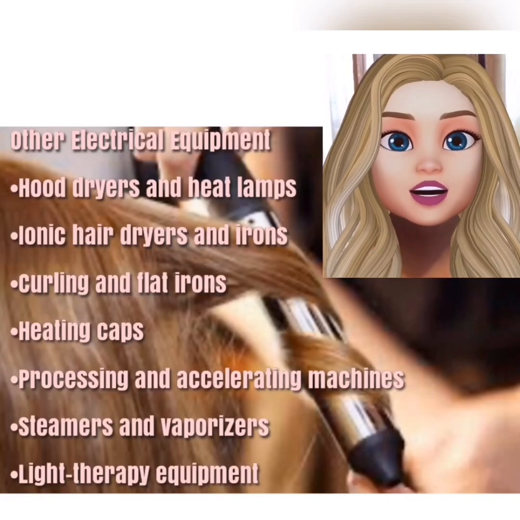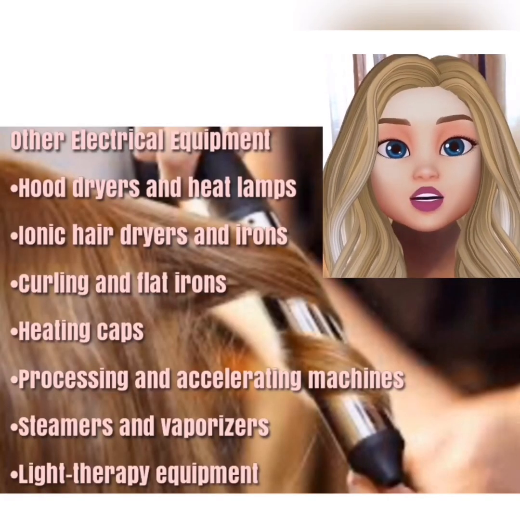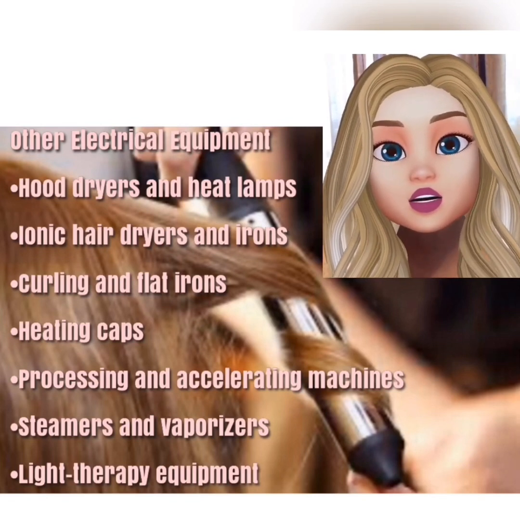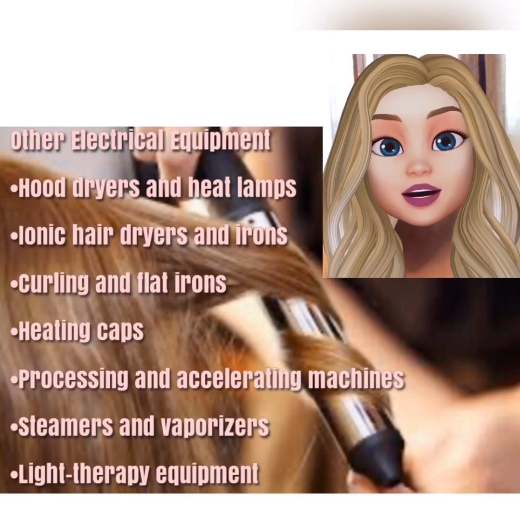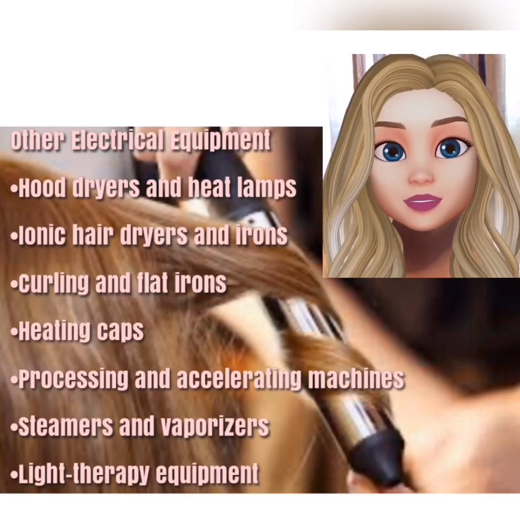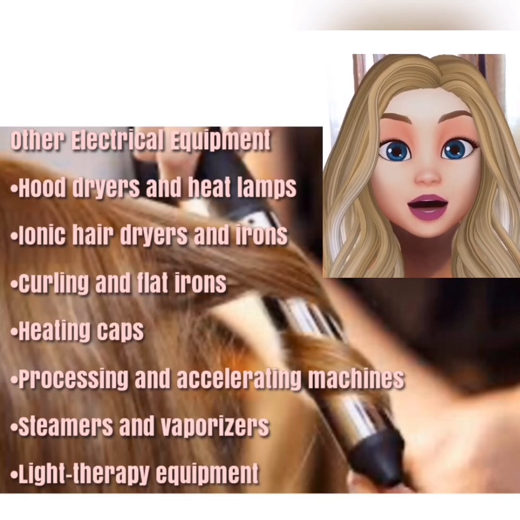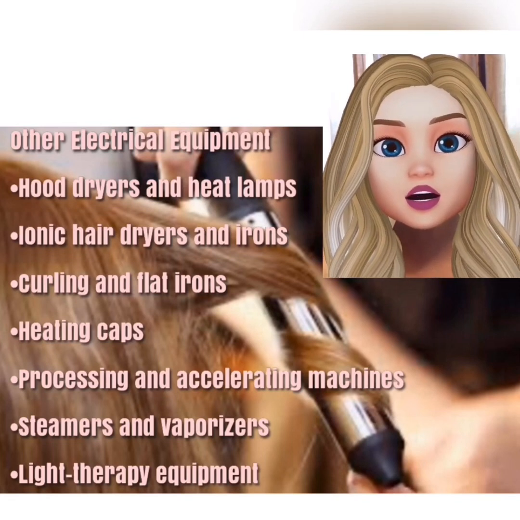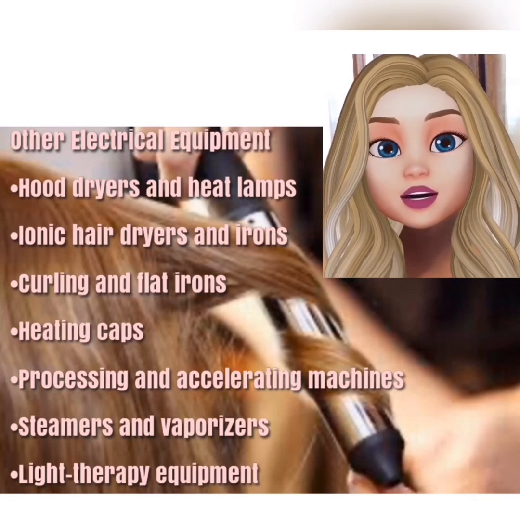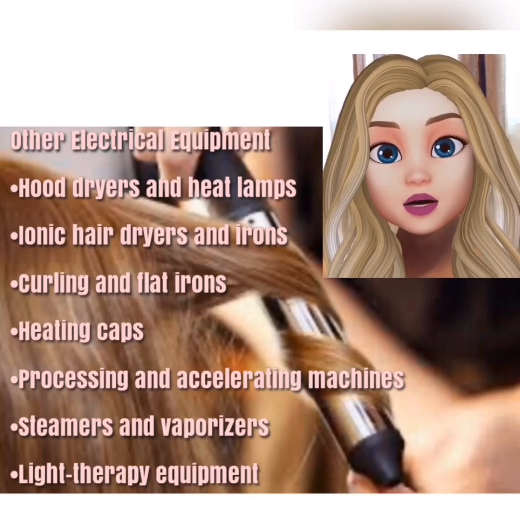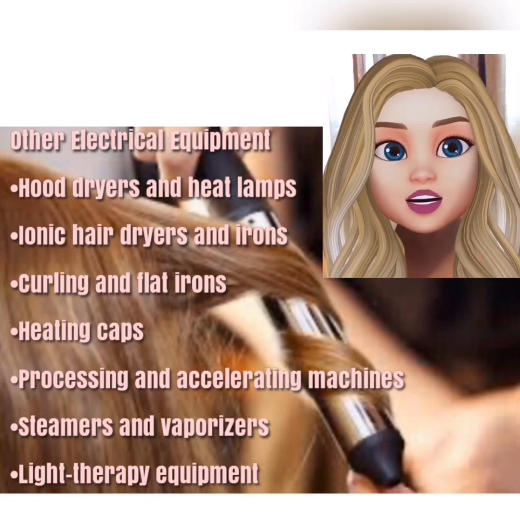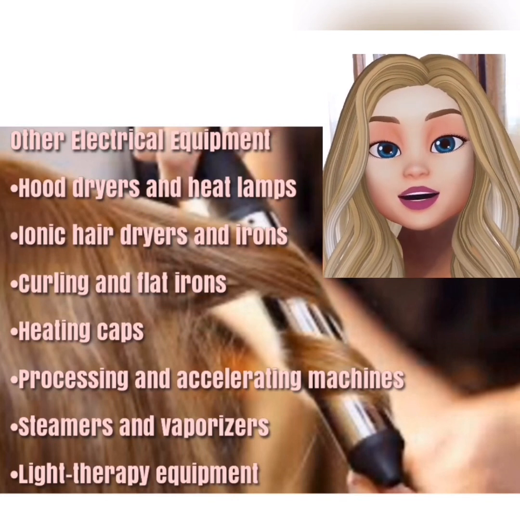Hood dryers and heat lamps are sources of dry heat that can be used to shorten chemical processing time. Ionic hair dryers and irons are effective at combating static electricity and fly away in hair. Curling or flat irons have built-in heating elements and plug directly into a wall outlet. Thermal styling tools now have the capacity to get extremely hot.